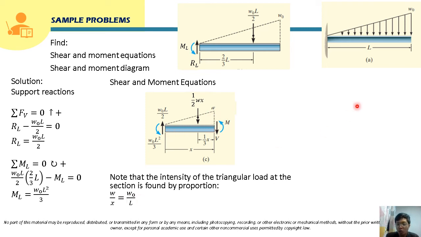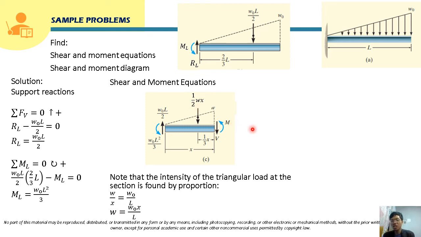So that will be equal to the height of the larger triangle, which is W sub O, over the base of the larger triangle, which is L. Okay, so from here, solving for W, we just cross multiply this. So this will become W sub O times X over L. So this will now be the value of the intensity W. So from here, class, we are going to substitute this W to this value.